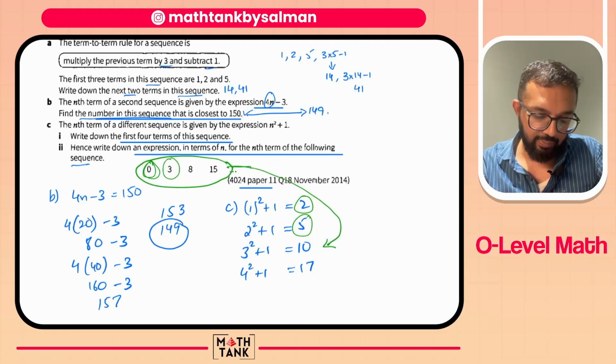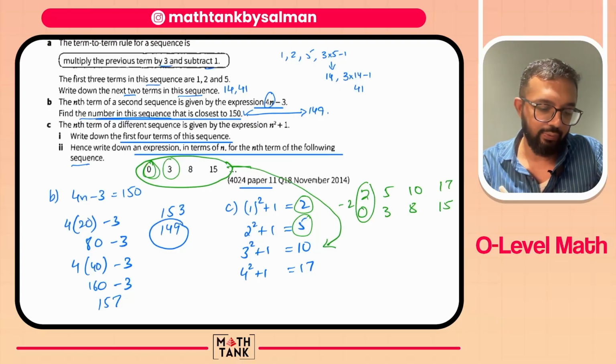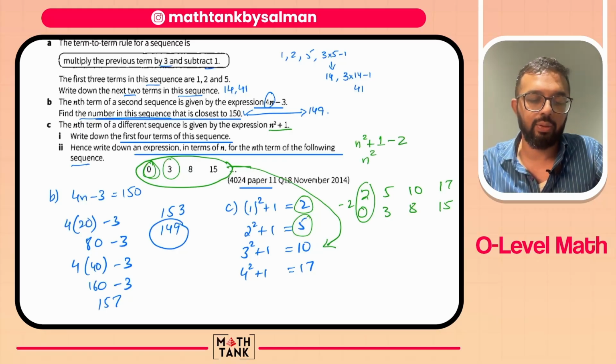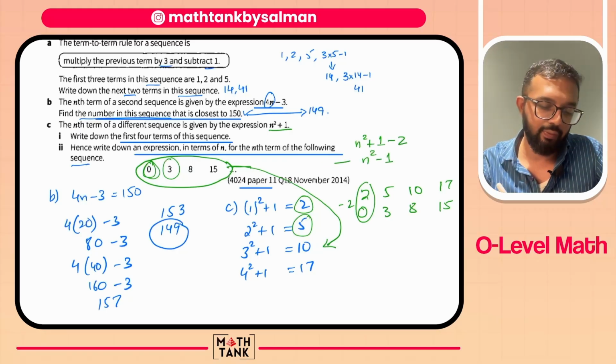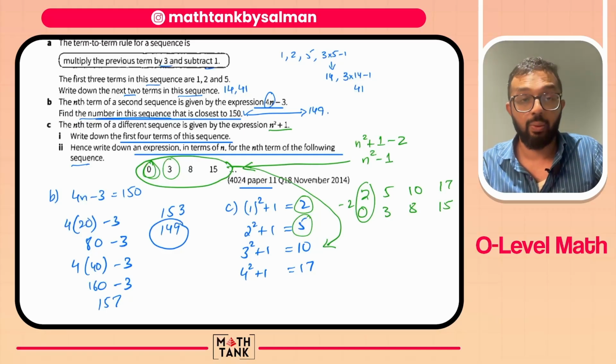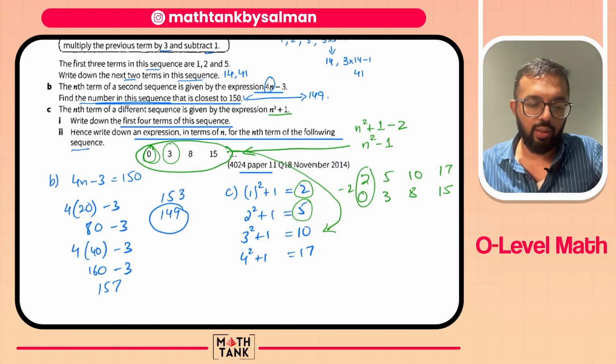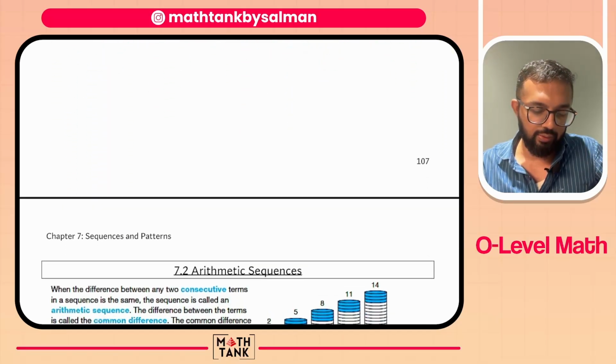I can just simply say that if this sequence was 2, 5, 10, and 17, and the new sequence is 0, 3, 8, and 15, then what I've just done is subtract 2 from all of these terms. So if this term had the expression n squared plus 1, I'm just going to subtract 2 from this and end up with n squared minus 1 for this new sequence. Okay, slightly tough question. So make sure that you understand this well. Don't rush through it. Otherwise, you will feel lost.